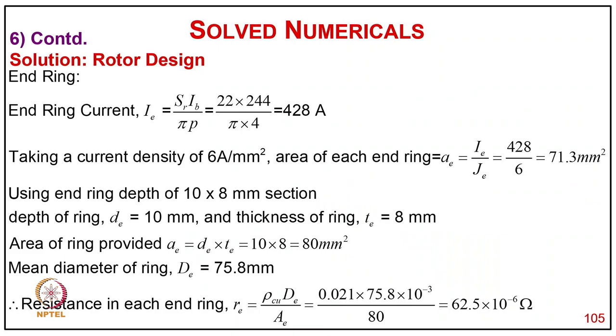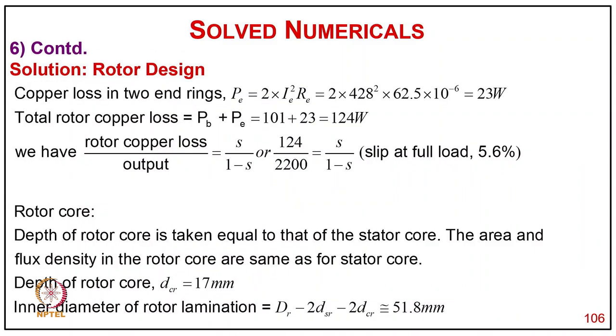Now coming to end ring calculation, the end ring current is IE equal to SR IB upon pi P, at 428 ampere. Taking a current density of 6 ampere per millimeter square, the area of the ring is AE equal to IE upon JE, so it comes 71.3 millimeter square. Using an end ring depth of 10 by 8 millimeter, the depth of the ring is D equal to 10 and the thickness is T equal to 8 millimeter. The area of the ring provided A equals D into T, 10 into 8, 80 millimeter square, and the mean diameter of the end ring DE equals 75.8 millimeter. The resistance of each end ring RE equals rho C into pi DE upon A, so it comes 62.5 × 10^-6 ohm. So copper loss in the two end rings is PE equal to I square RE, it comes 23 watt. Total copper loss in the rotor, PB plus PE, is 124 watt.